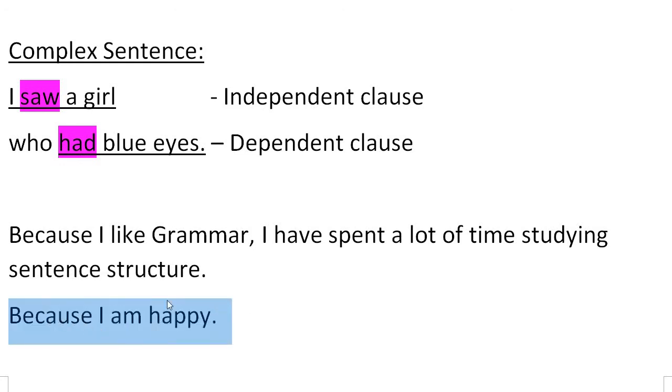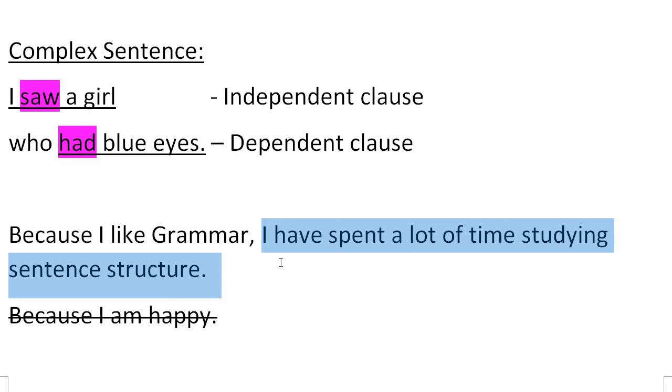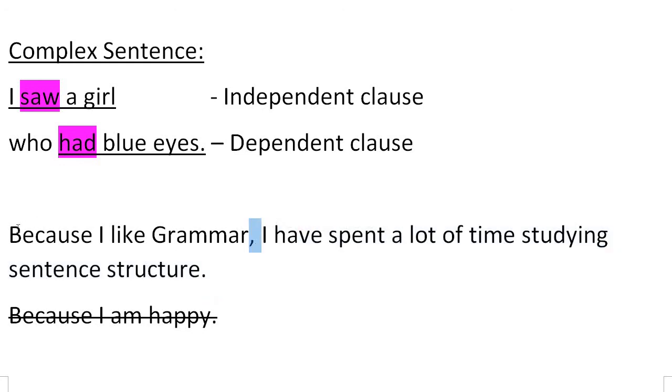It doesn't work, right? So that's incorrect. That's why people say don't start a sentence with "because." But you'll notice here I have "I like grammar, and I have spent a lot of time studying sentence structure." So you have two clauses. You have a comma here, and "because" is the conjunction, even though it's in front of the sentence, it's combining these two clauses to make a complex sentence.